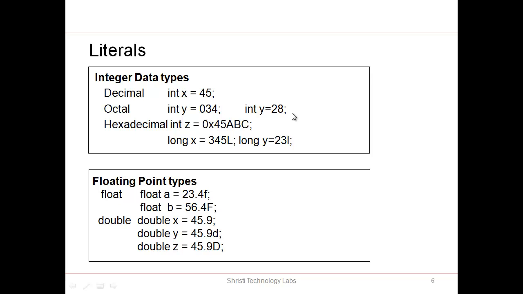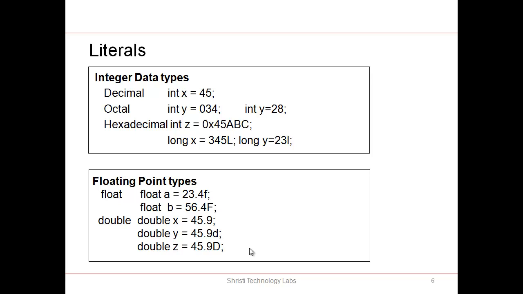If you want to represent a hexadecimal number for a variable, you are supposed to use 0x. The moment you provide 0x, the compiler understands that it is a hexadecimal number. To represent a long variable, you can either suffix the number with capital L or lowercase l. Both are same.